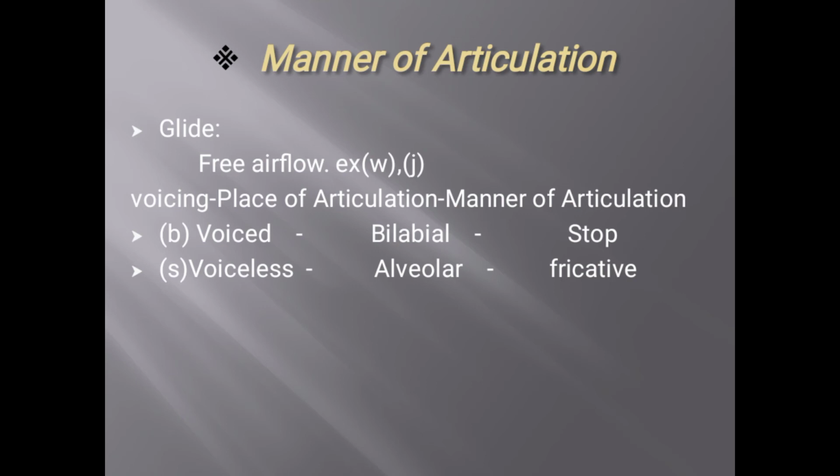Pronounce b, b. It is voiced. Its place of articulation is bilabial. Manner of articulation: stop. S, s. It is voiceless. Place of articulation is alveolar and manner of articulation is fricative.